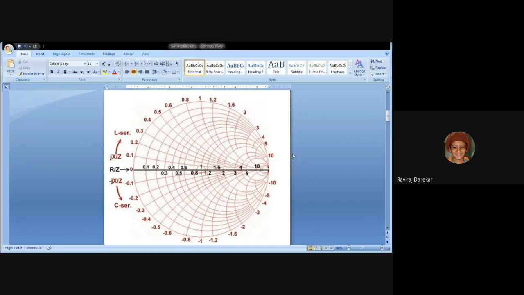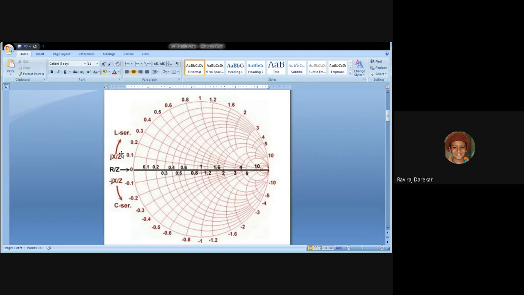Here we can see that if R by Z is 0, we will have to allot the highest radius type of circle. If R by Z is 0.1, the second circle can be considered, and so on we can proceed further, until we reach the infinite value.